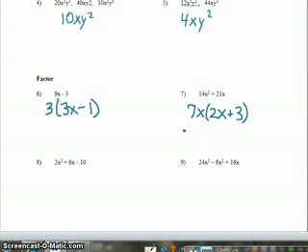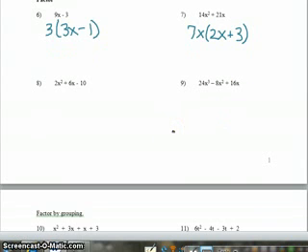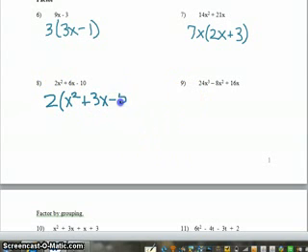Number 8, 2x squared plus 6x minus 10. The only thing I know is 2 will go into all of those, so I can take a 2 outside. That's really all I can do. That will leave us x squared plus 6x divided by 2 is 3x, and minus 5. And that's our answer for number 8.